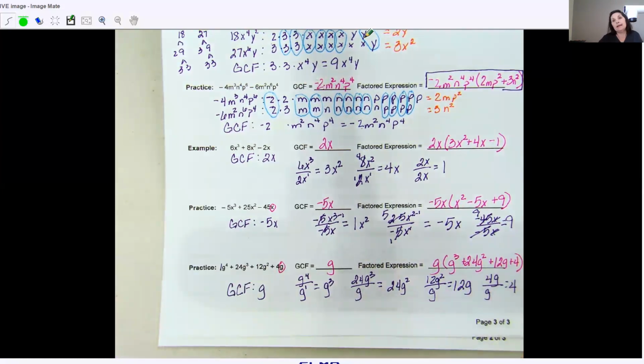And that is how you factor polynomials. So there was a lot, especially on this third page. If you have any questions, please let me know, and I will be more than happy to help you all out.